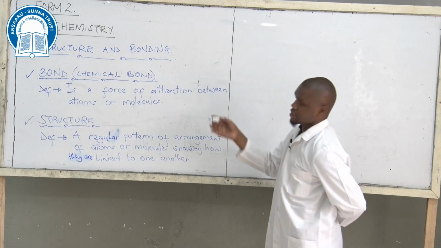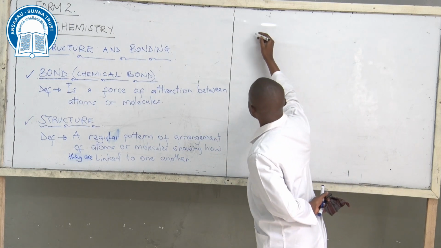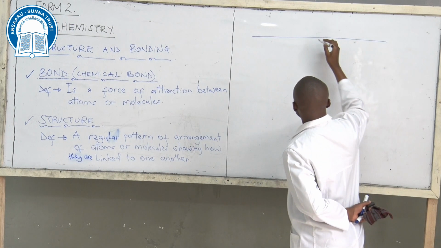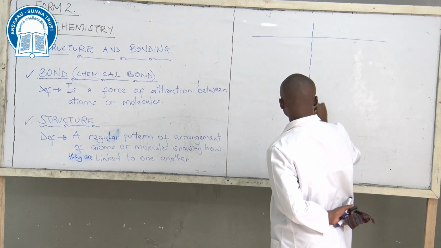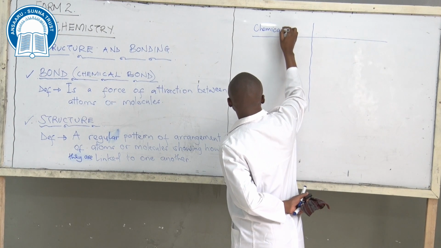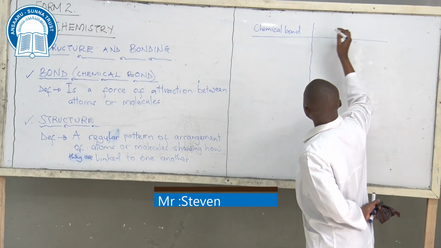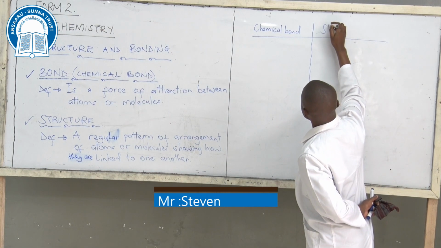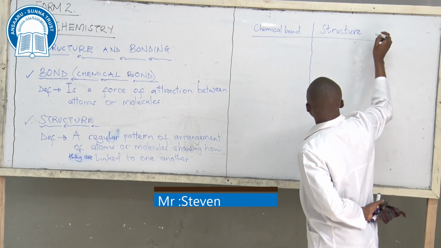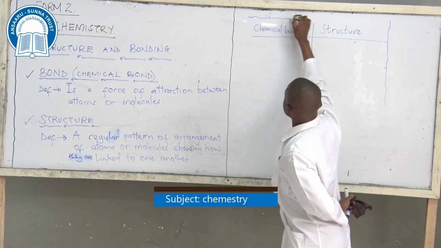Now that we know that there is a structure and there is also a bond, I want us to have a table here to briefly show us the outline of what we're supposed to discuss. This outline would have the chemical bond on this side, and then the arrangement where it is found, and that is the structure in which you would find such a bond.